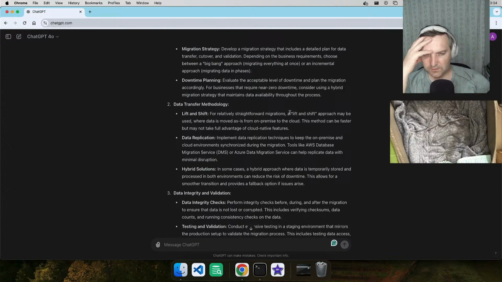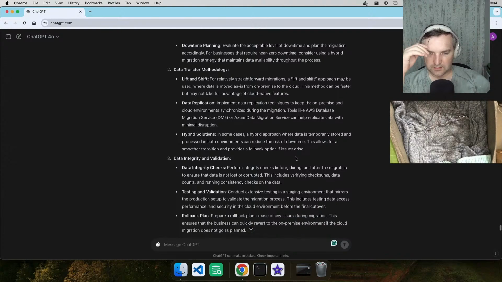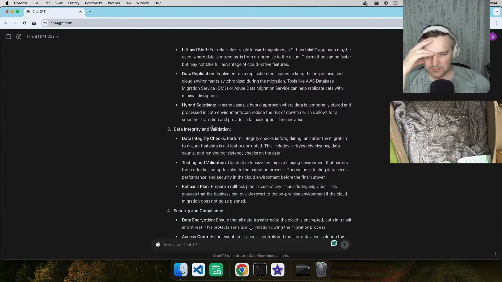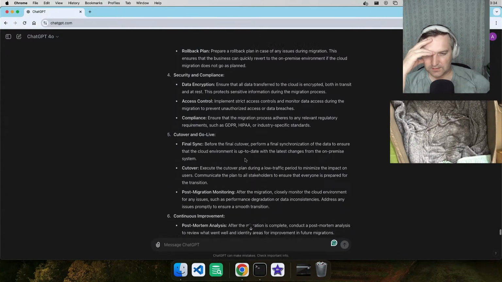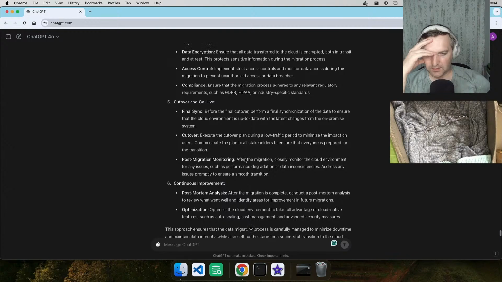So what is the difference between lift and shift and data migration? You're still moving the data, I didn't get it. Data integrity, security, cutover, go live.